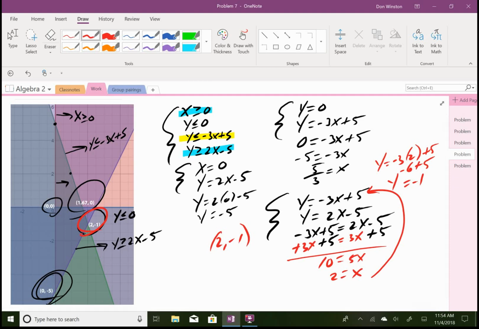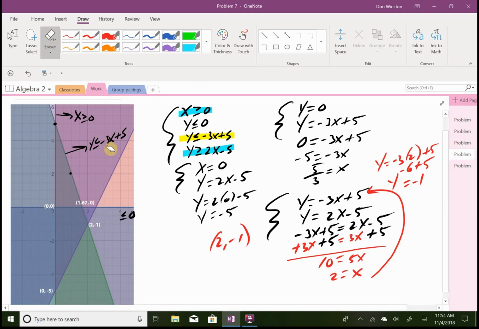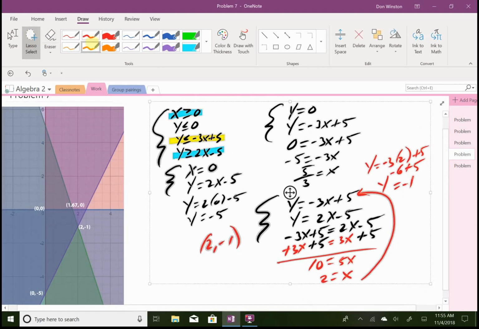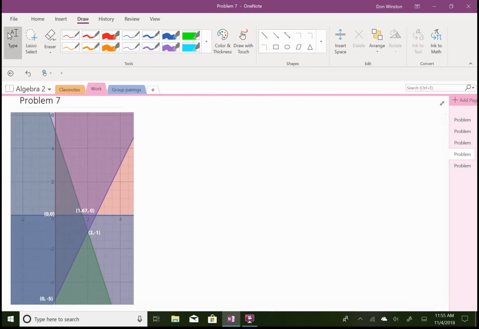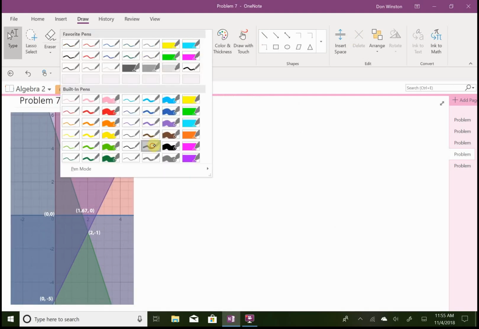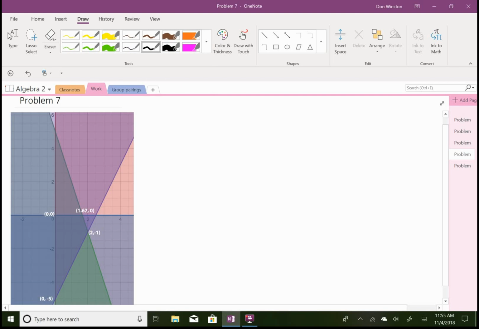Alright, so that was 7A and 7B. B asked us to find the vertices and show your work. Now C, so we don't need this information anymore. I can get rid of this here because we found our vertices, which you see listed there. So C asks us to check all of our vertices and see where we get a minimum and a maximum for the objective function p is equal to 2x plus 2y.